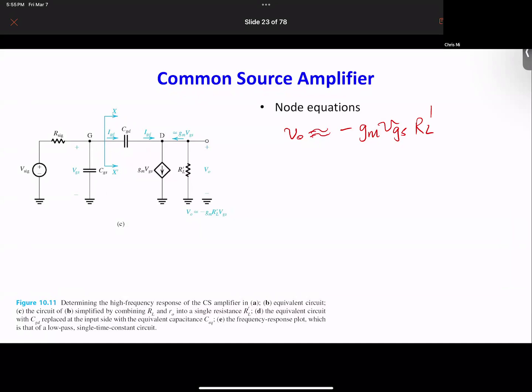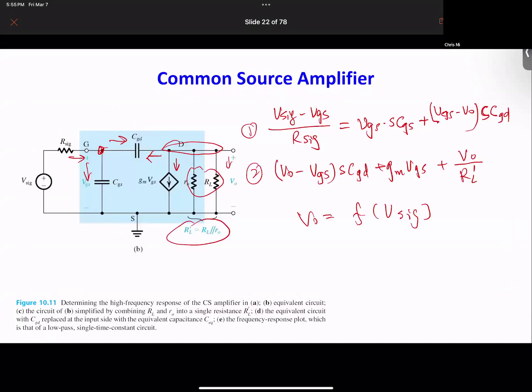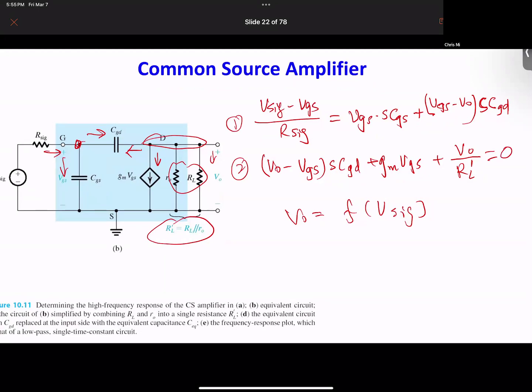So if you go back to our previous equation, VO is equal to that, and we would simply replace VO in this equation, and we find that there's GM times VGS times the RL prime. The RL prime cancels, we got this cancel. So we get this equation, equal to, oh, I forgot the equal to 0 sign, right?